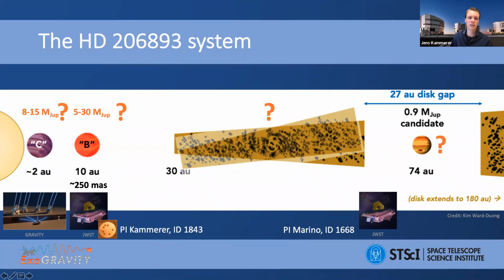Now we try to answer these questions with future GRAVITY observations of the inner planets and also with James Webb aperture masking interferometry of HD 206893 b. And there's also a James Webb proposal which tries to find a companion in this debris disk gap, led by Sebastian Marino.